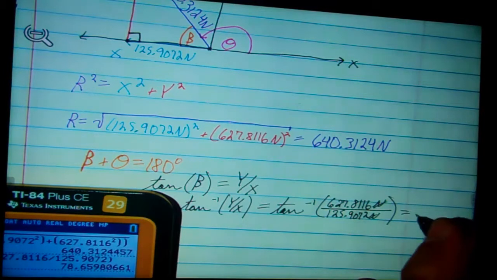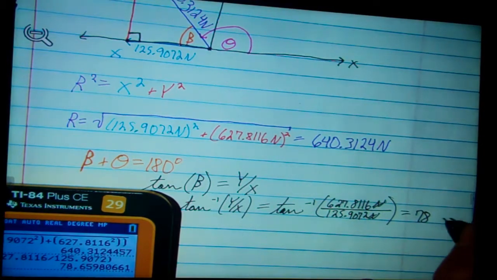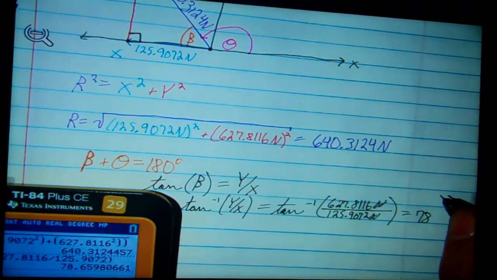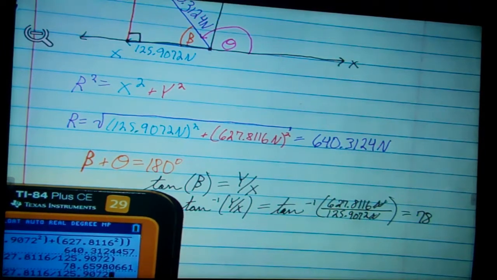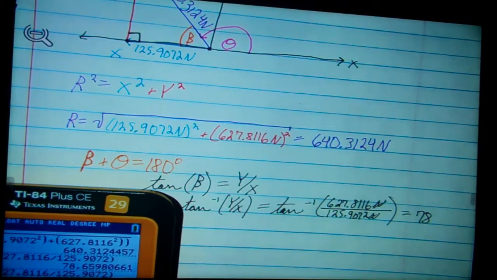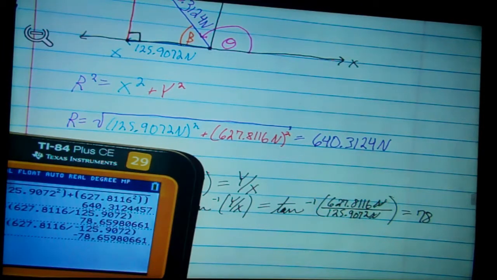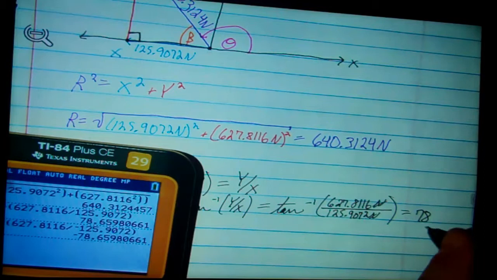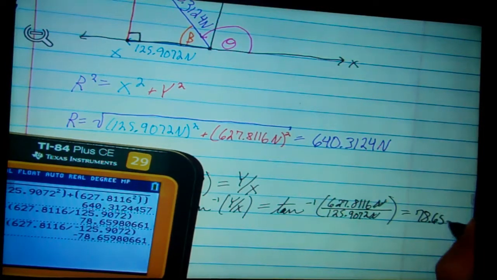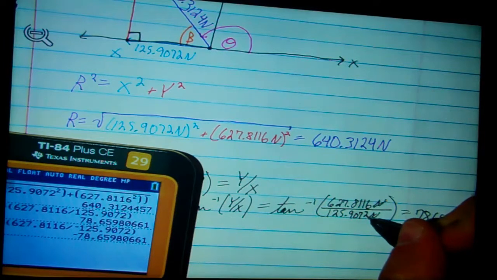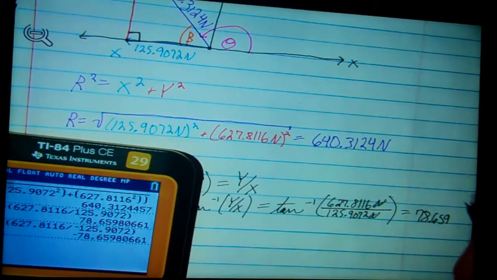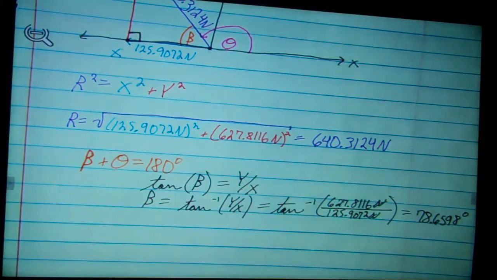Now how come here the negative doesn't matter? Because you're not squaring it, so shouldn't it be negative on the bottom? I don't think it's going to matter. Can you have a negative angle? No. So we're looking at 78.6598 degrees. This is why it doesn't matter here, because it's the length of a triangle.